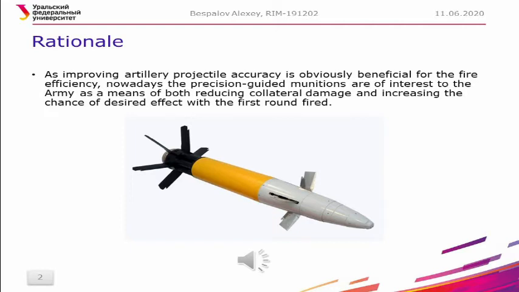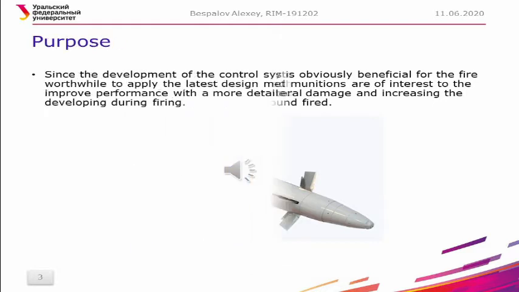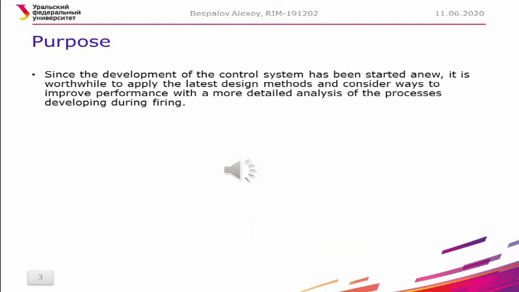Nowadays, precision-guided munitions are of interest to the Army as a means of both reducing collateral damage and increasing the chance of the desired effect with the first round fired. Purpose: since the development of the control system has started anew, it is worthwhile to apply the latest design methods and consider ways to improve performance with a more detailed analysis of the processes developing during firing.